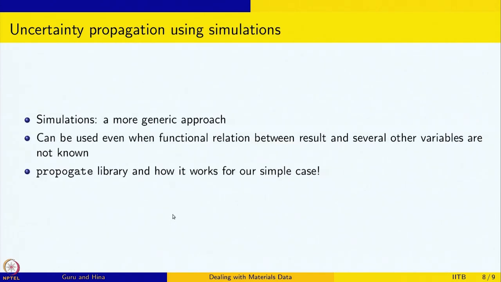There is one more way of doing uncertainty propagation, that is using simulations. And using simulations is a more generic approach. It can be used even when functional relations between the result and several other variables are not known. And there is a library called Propagate, and so you can use that to solve any of the complex problems of uncertainty propagation. And we are going to do a few examples of that later. But for now, I want to take the same simple case, it is a very, very simple case. Can we just use Propagate and find out how the error propagation happens? And that is what we want to do now.